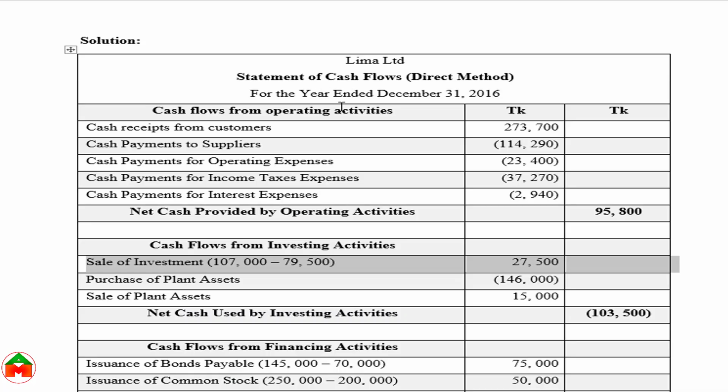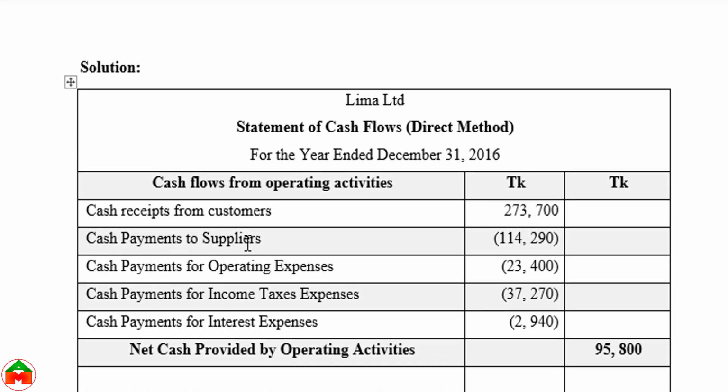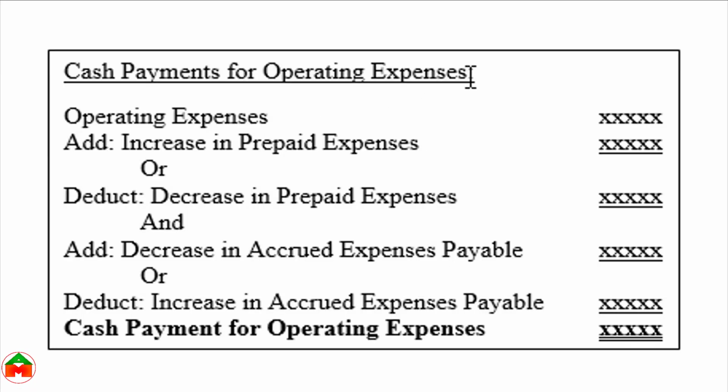So this is the main cash flow statement. Here we can see we need to write cash payment to suppliers. The amount is 114,290. This is the cash outflow. That's why we have written it under the bracket, because bracket means outflow. Now we are going to see the third calculation.